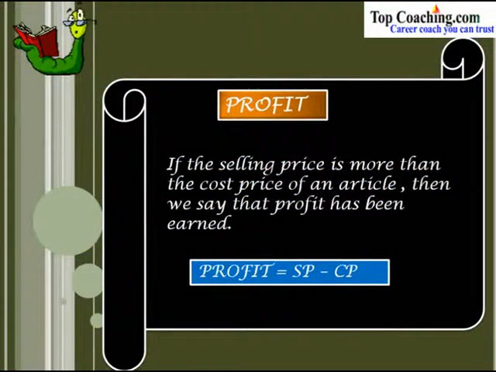Now let's see what is profit. If the selling price is more than the cost price of an article for the same man, then we say that profit has been earned. So, if the selling price of any object is more than the cost price of the article, then we say that profit has been earned. The condition for profit is that the selling price should be more than the cost price. And this difference between the selling price and cost price is known as profit. So simply, if the selling price is more than the cost price, then we say that profit has been earned, and this profit is the difference between the selling price and the cost price of the same object.